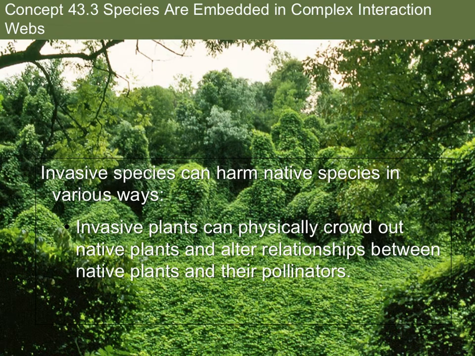Invasive species can harm native species in various ways. Invasive plants can physically crowd out native plants and alter the relationship between native plants and their pollinators. What you see in this example is something called kudzu, which grows very well in the southeast United States. Even though this looks green and lush, all of this right here is actually an invasive plant that's very hard to get rid of. In this case, the kudzu is blocking out sunlight to all the plants that are covered underneath it.